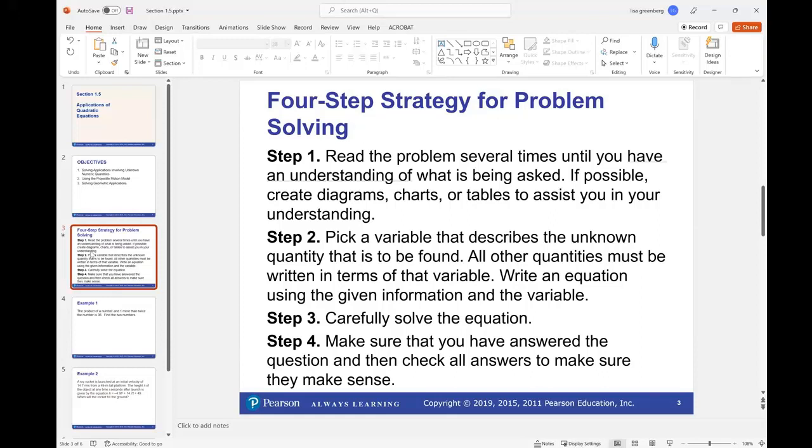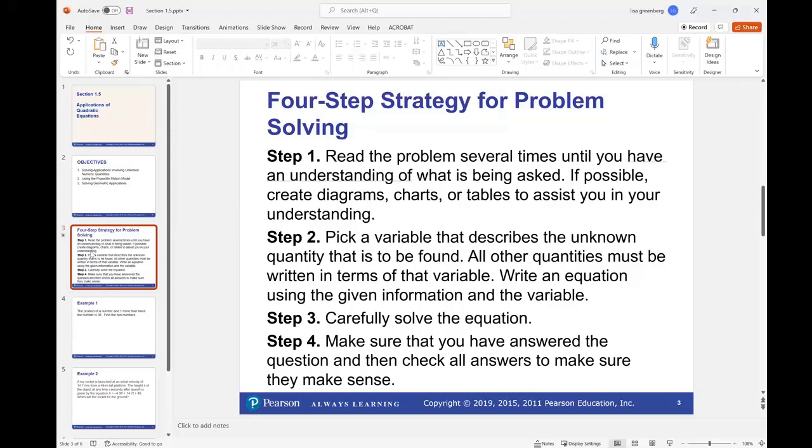I'm just going to go over them again because it's really important. So we want to read the problem several times until you have an understanding of what is being asked. If you can, create diagrams, charts, or tables, or draw a picture. If there's something you can draw a picture of, that will really help you.